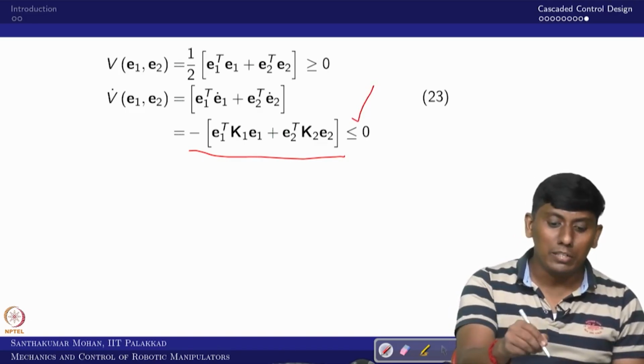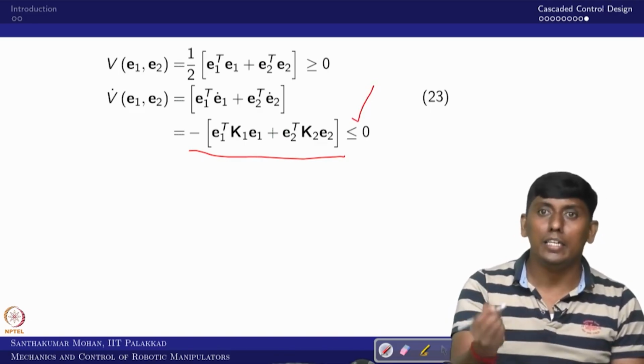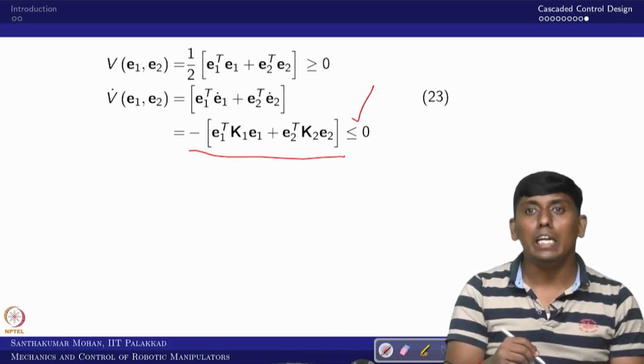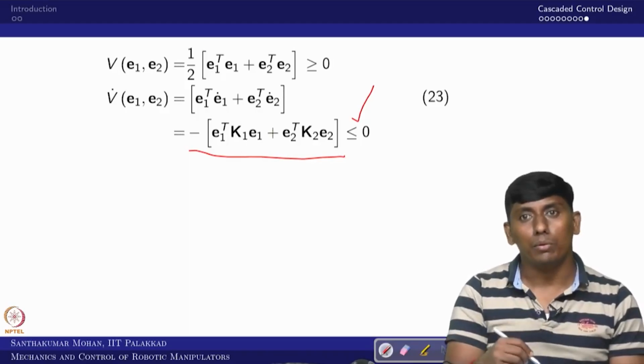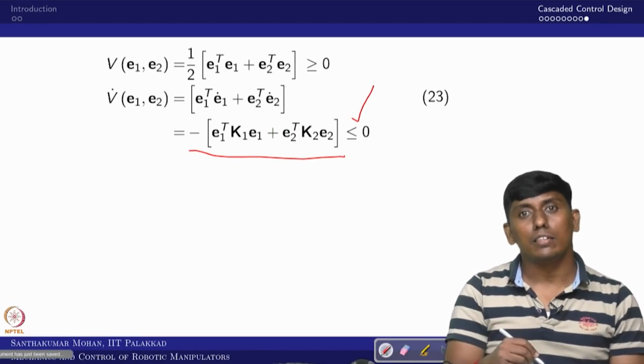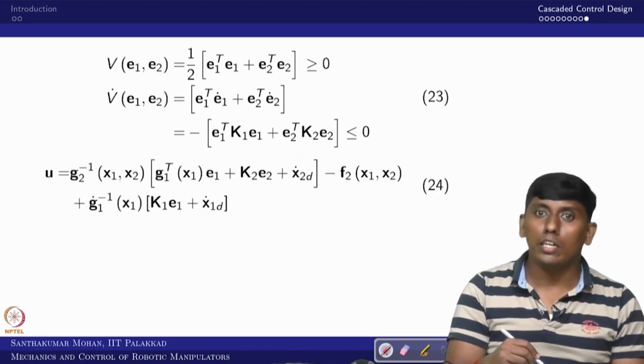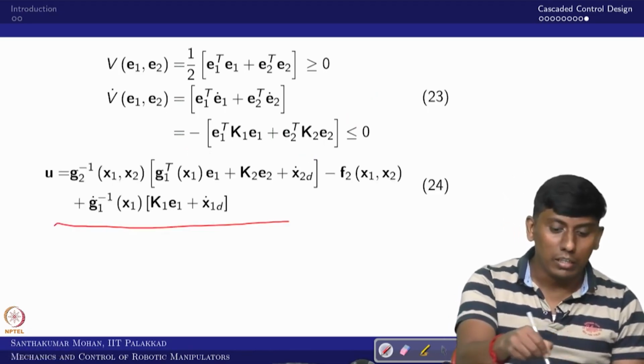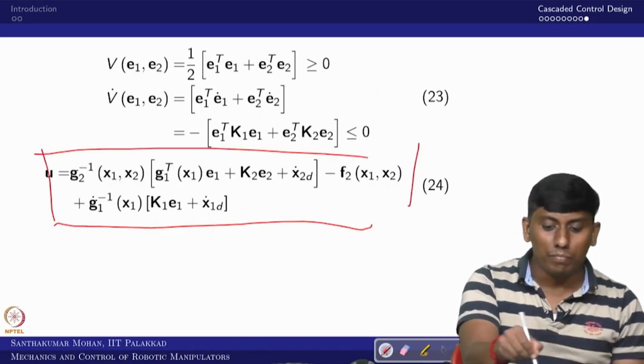Okay. So, this would be 0 only if E1 and E2 are 0, right. Similar case to the V. So, in that sense the stability is proved. So, based on that, if you take U, this is the final control input.